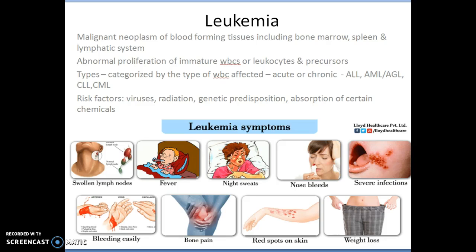Leukemia is defined as a malignant neoplasm of blood-forming tissues, including bone marrow, spleen, and lymph system. It's characterized by an abnormal proliferation of immature WBCs, or leukocytes, and their precursors that infiltrate bone marrow and peripheral blood, as well as bone or organs and tissues.